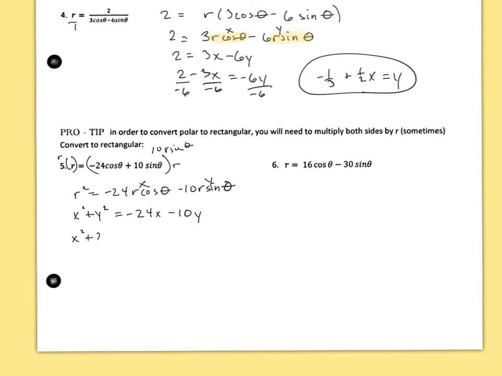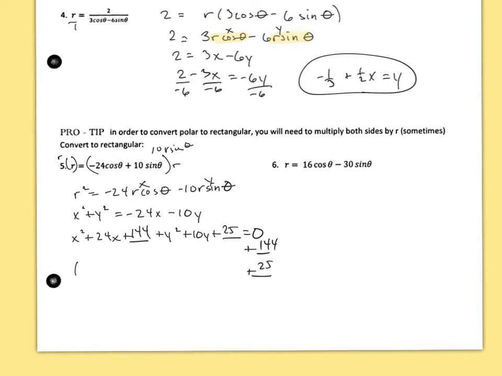So get all the x's together by adding this to the other side. We know we're going to complete the square. And then we have y squared. Add that 10y over. We know we're going to complete the square. Now this thing equals 0, but we are going to add two things to it. Half of 24 is 12. 12 squared is 144. Add that to both sides. Half of 10 is 5. 5 squared is 25. Add that to both sides.